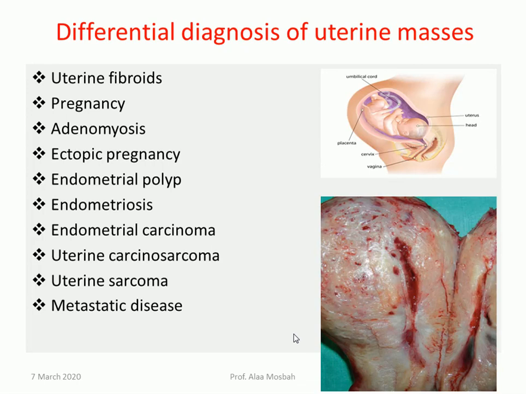What is the differential diagnosis of uterine masses? Of course, uterine fibroid, which is a very common benign lesion. Pregnancy, of course, very important to exclude pregnancy. Adenomyosis, as in this picture, there is no definite mass, but there are thin cysts inside the muscle wall, and hyperplasia and fibrosis in the muscle wall and thickening of the muscle wall of the uterus, but no well circumscribed lesion like leiomyoma.